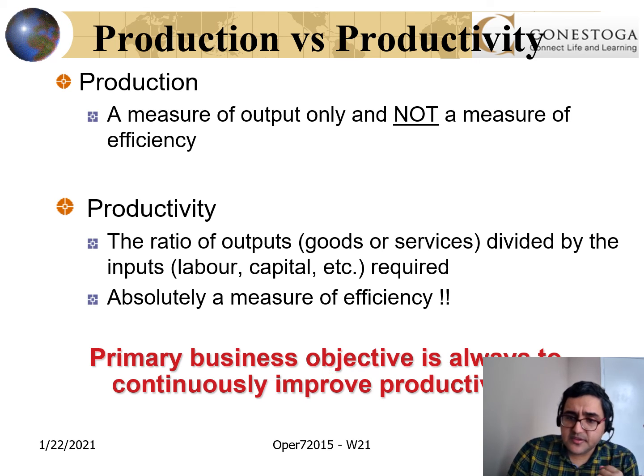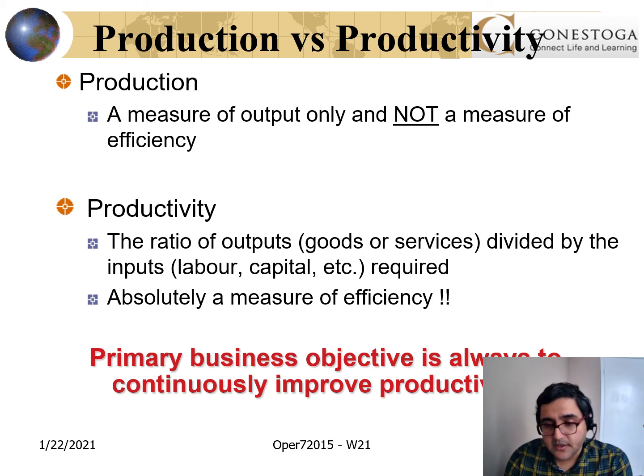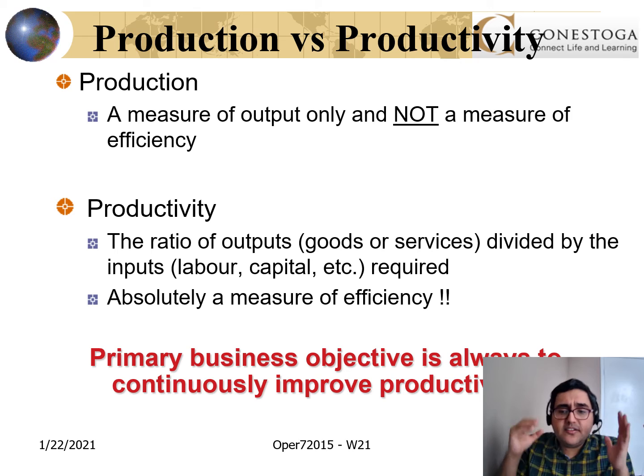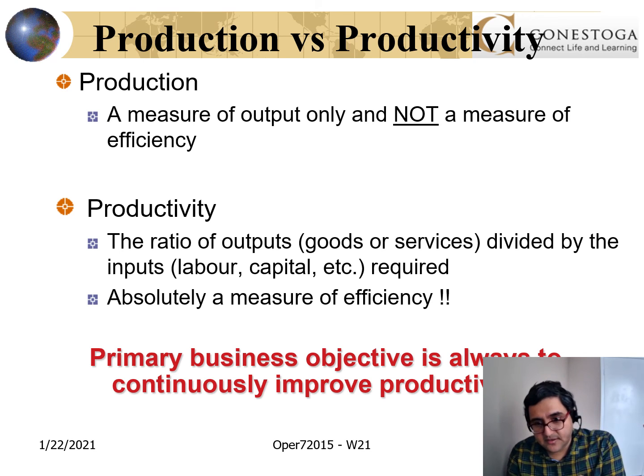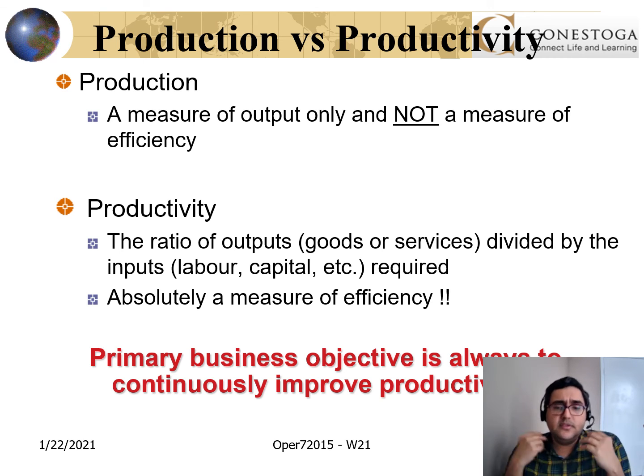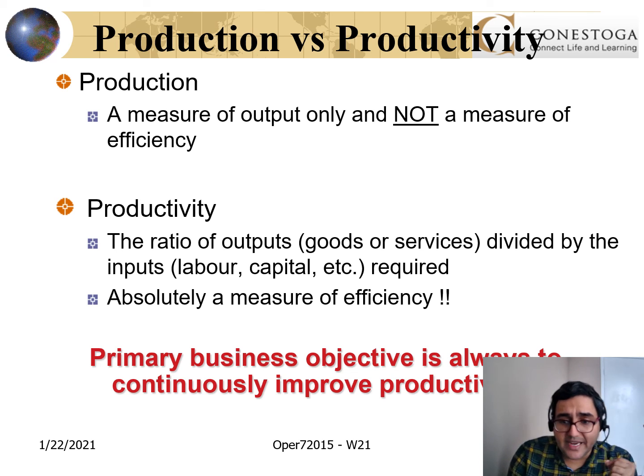So the primary business objective is always to increase or improve the productivity. That's what operations managers are paid for. If you are an operational excellence consultant, some examples are a Six Sigma consultant. Whenever I go to a factory, I always try to look for the areas where things can be improved. And for doing that, this is the starting thing which I always look at.